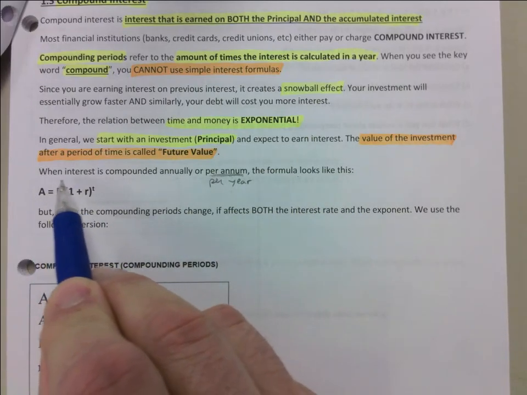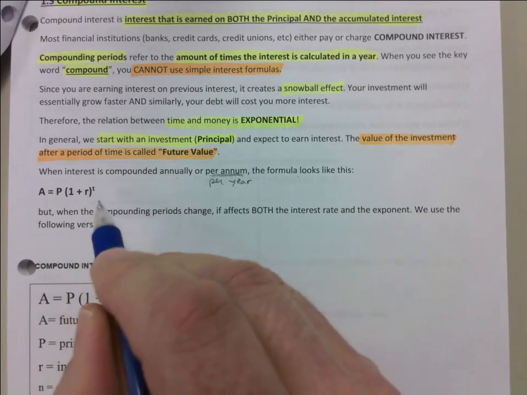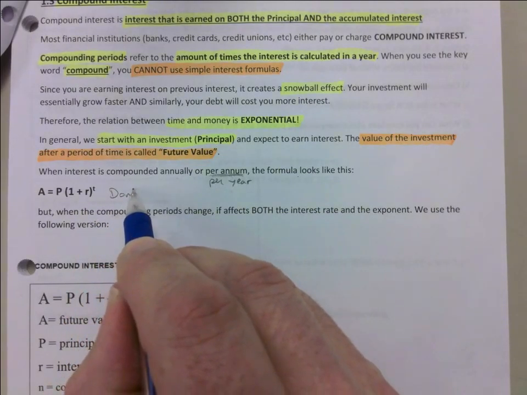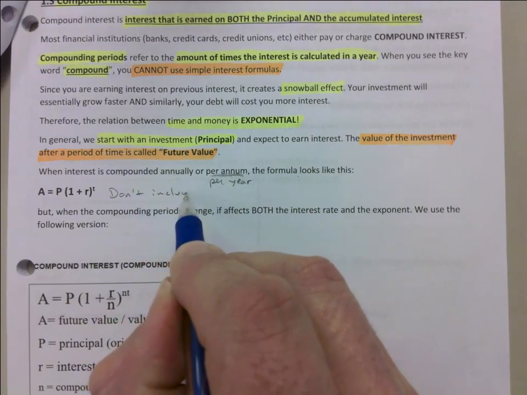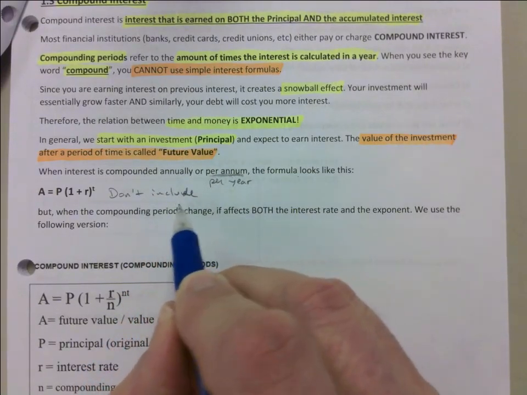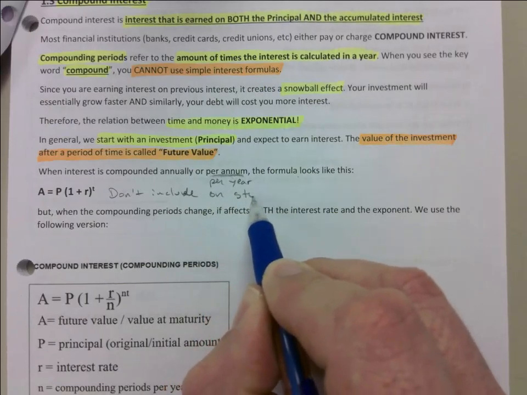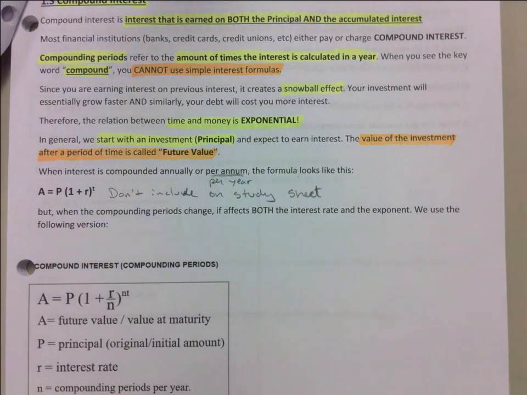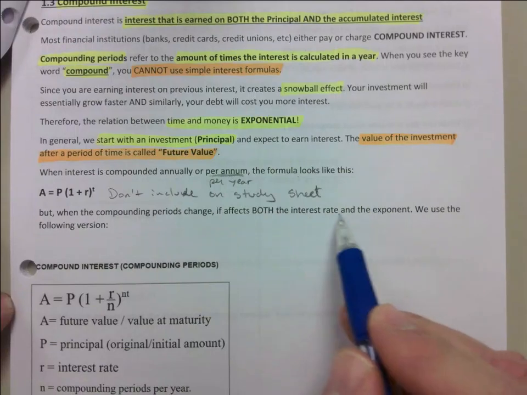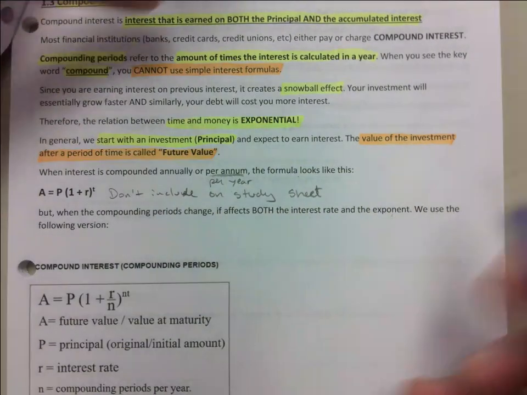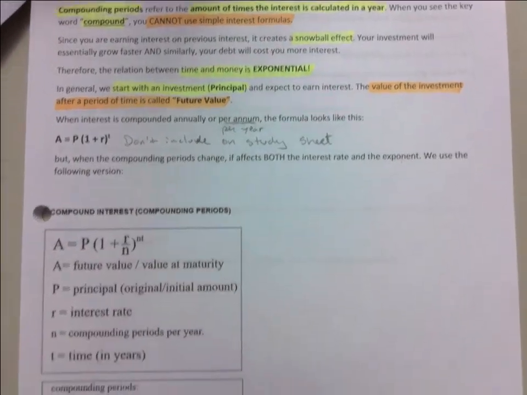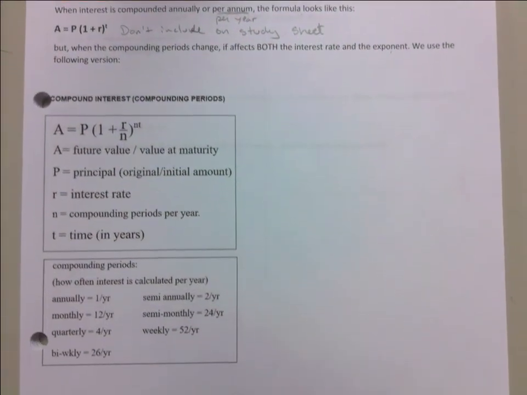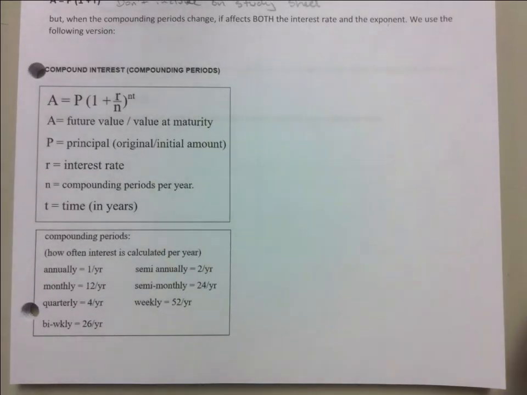I don't really want you to have this formula anywhere. Don't include it on your study sheet, because then you're going to mix them up, and the other one works every time. When the compounding periods change, it affects both the interest rate and the exponent. So here we go. This is the one I want you to have. Absolutely, this one right here.